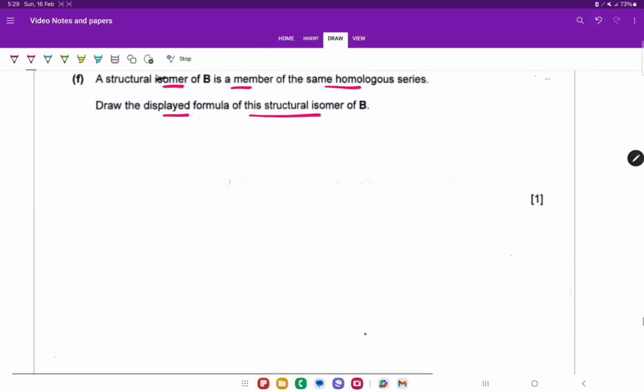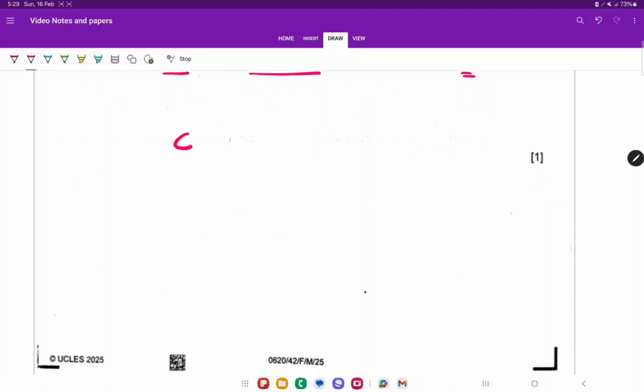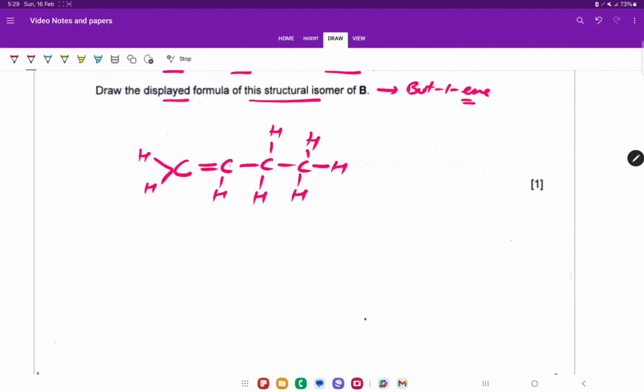Now the isomer of B could be but-1-ene. But-1-ene could be the structural isomer of this compound. So we have to put the double bond on the first carbon and then 4 carbon atoms, then 2 hydrogens here, 1 here, 1 and 1, 2 here, and 3 here. This will be the structural formula of but-1-ene.